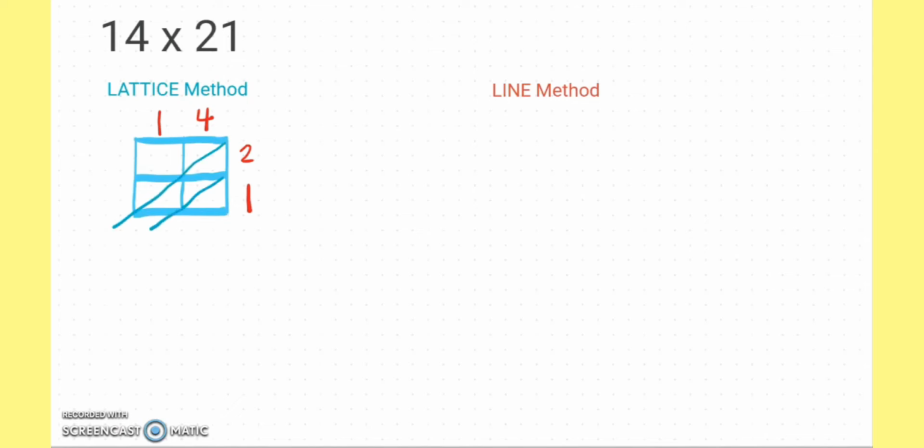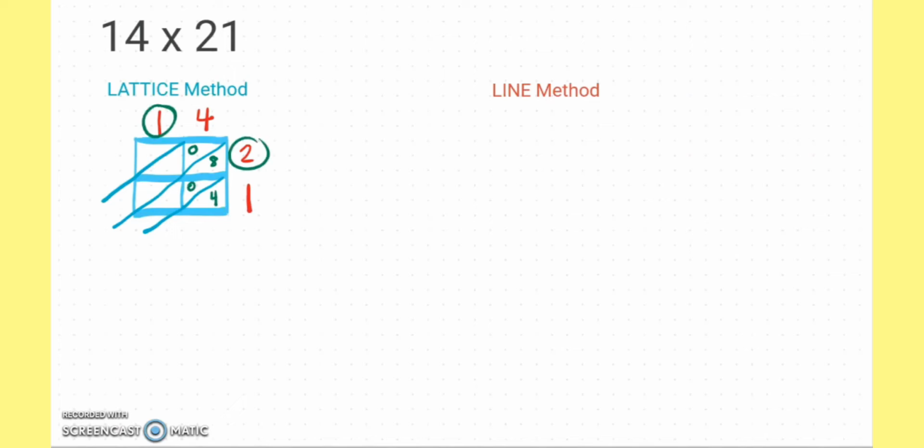Let's extend so we can really see the group of numbers later. Okay, there. Now let's proceed to multiplying the digits. We have 4 times 2, which is 8. So we have 0, 8. And then we have 4 times 1, which is 4. So we have 0, 4.